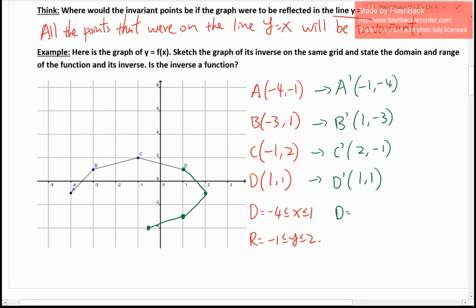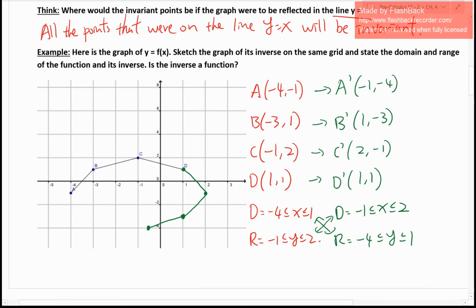Okay, the domain in this case goes from -1 to +2. The range goes from -4 to +1. And look, these two just swap each other, right? The original domain went from -4 to 1, and now our range goes from -4 to 1. The original range went from -1 to +2, and now our domain goes from -1 to +2.